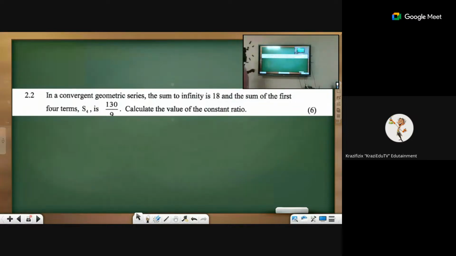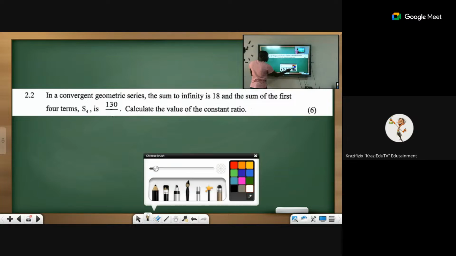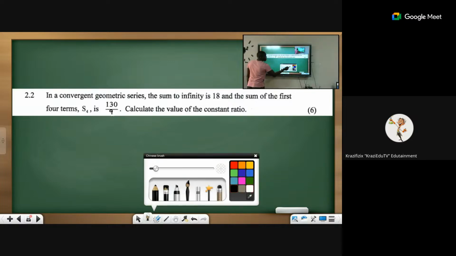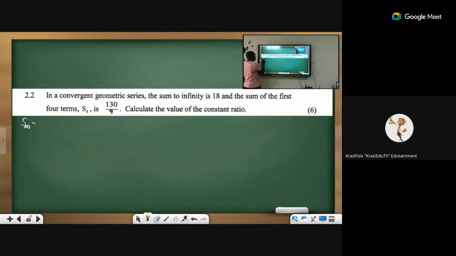Ooh, I cut the, it's 130/9. I want to write it nicely. Okay. In a convergent geometric series, the sum to infinity is 18, S infinity, and the sum of the first four terms is 130/9.